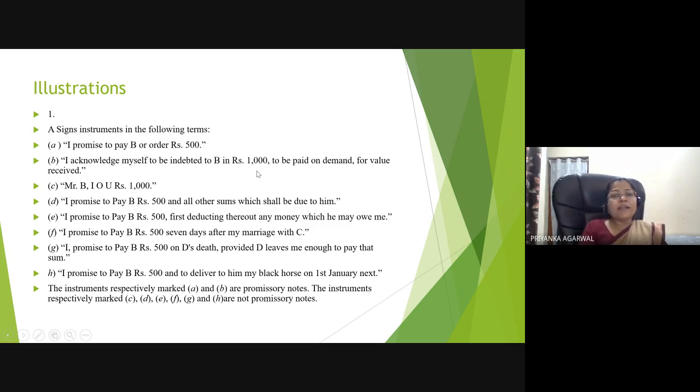So this is not a bearer instrument, because the name of the person to whom you have to make the payment is specified. So this is again a valid instrument.